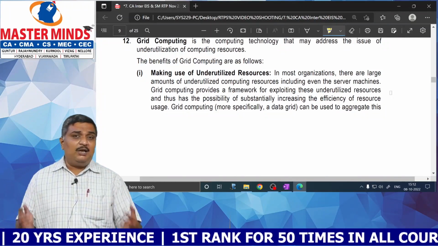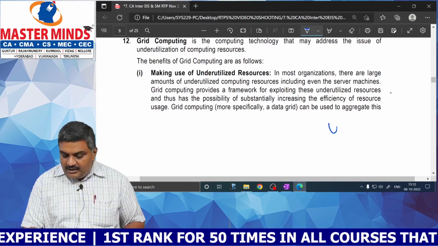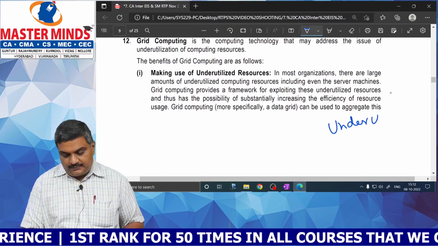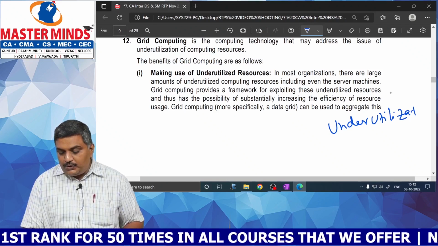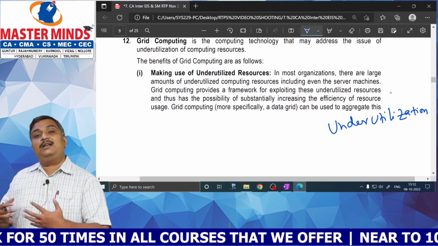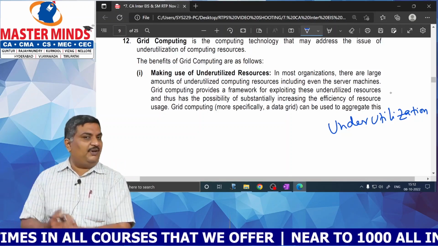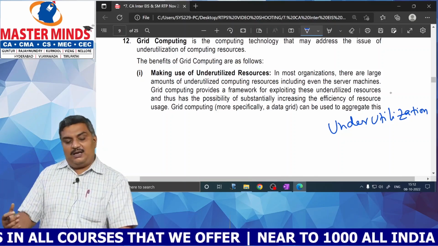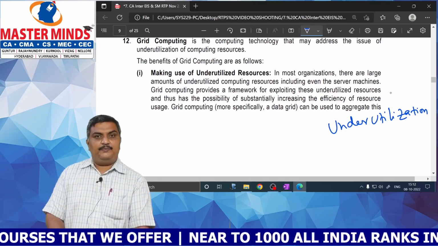Now, what are the benefits of grid computing? So in grid computing, what happens? Already there is a resource and there is underutilization of that resource. And now, using a network, we want to use that underutilized resource and make it useful to others. That is the main and core concept of grid computing. Now, what is grid computing? First one, making use of underutilized resources.